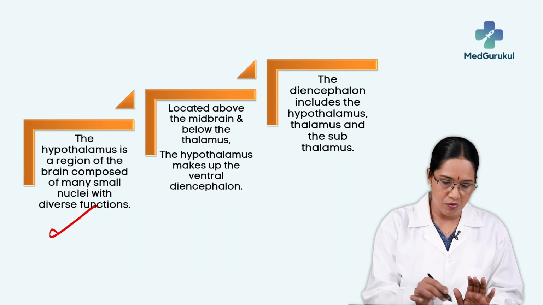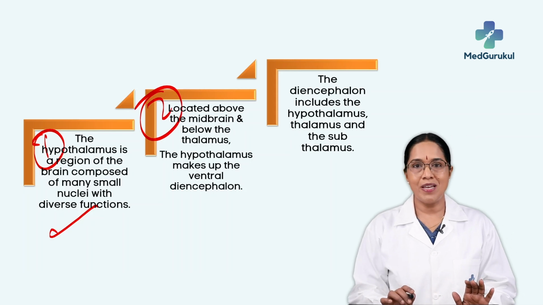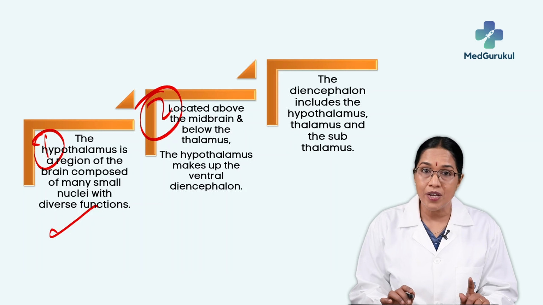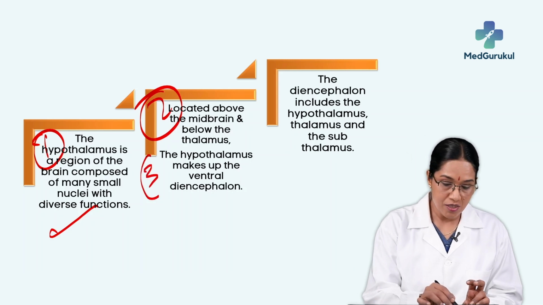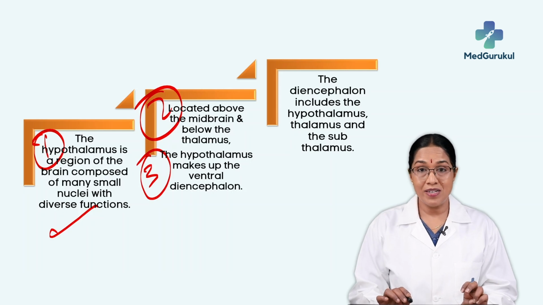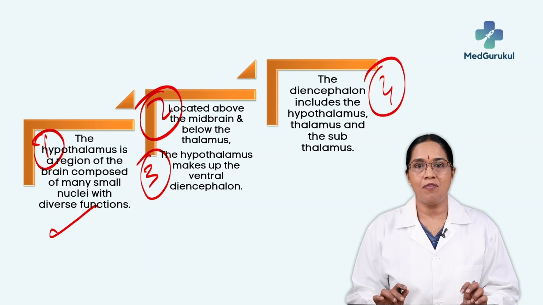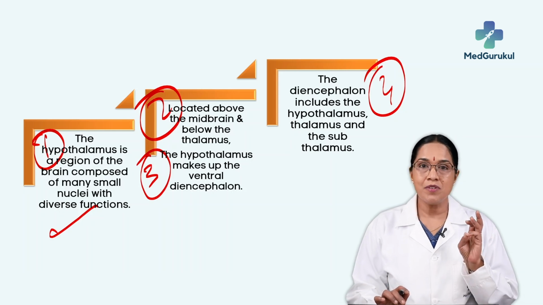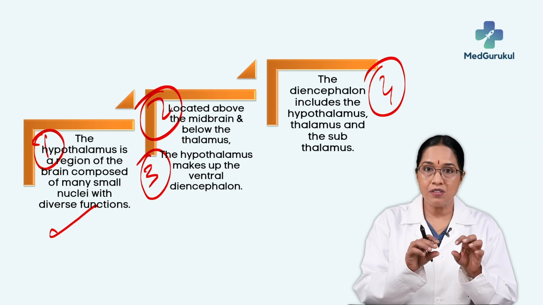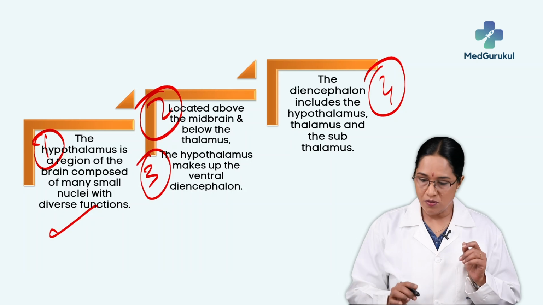See, this point I have told you, this is point number 1, this is 2, where you need to mention the location of hypothalamus. It is located above the midbrain and below the thalamus. Third point, we need to mention that hypothalamus makes up the ventral diencephalon. And the fourth point is the diencephalon includes hypothalamus, thalamus and the subthalamus. These are the few things which you are going to write as introduction when you write about hypothalamus.